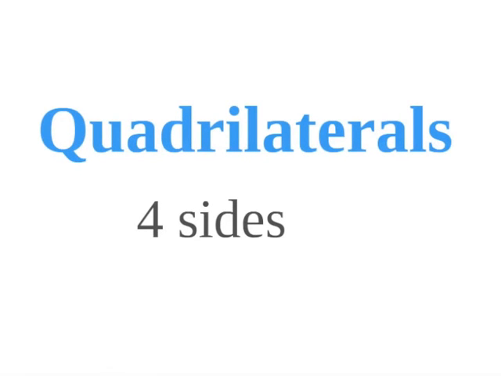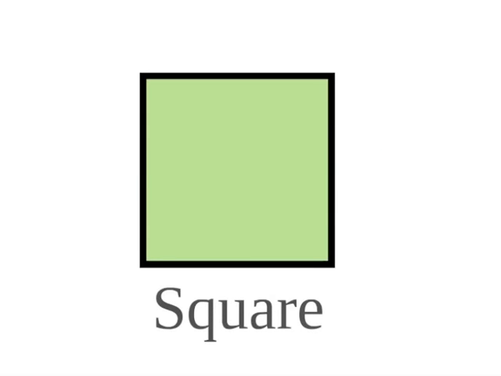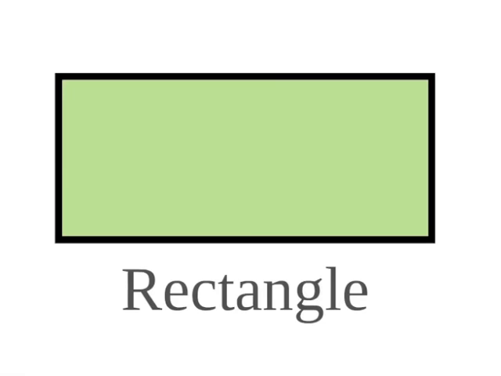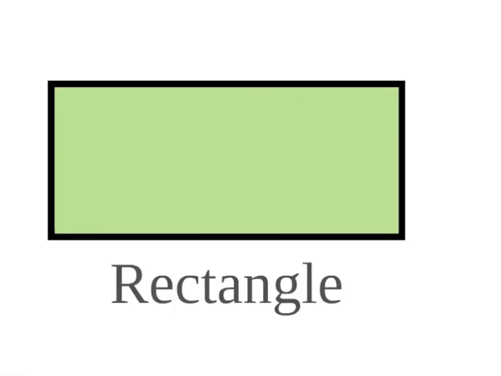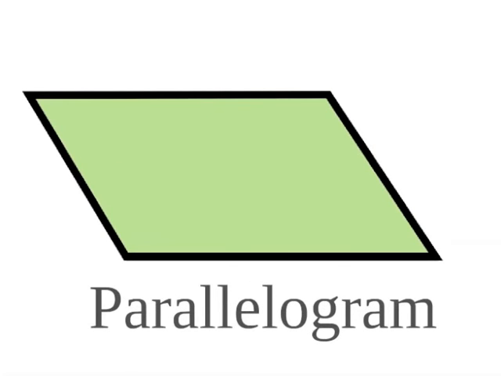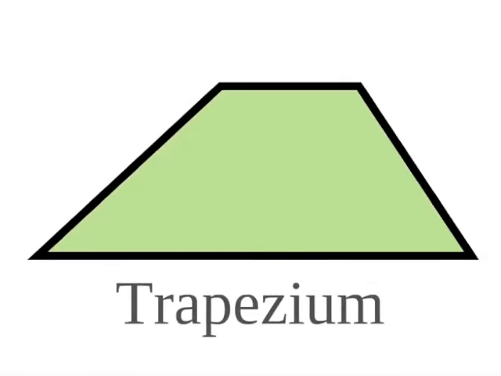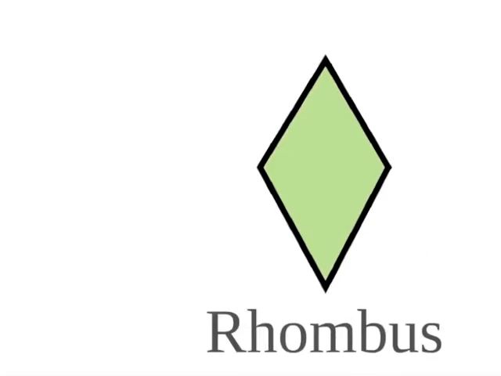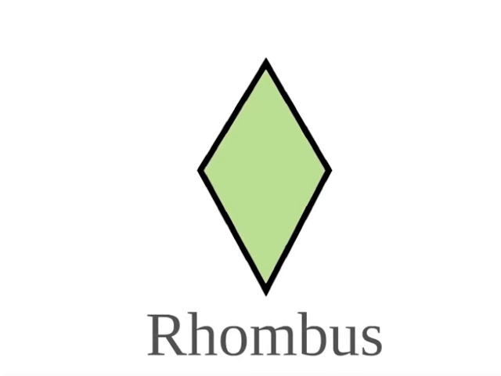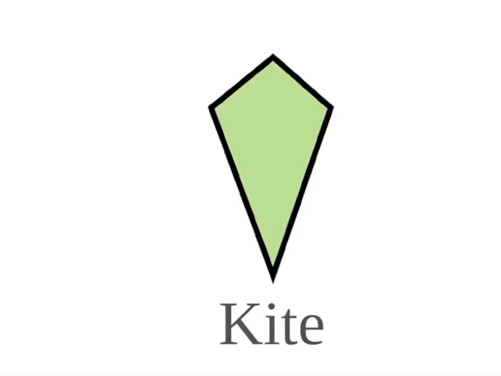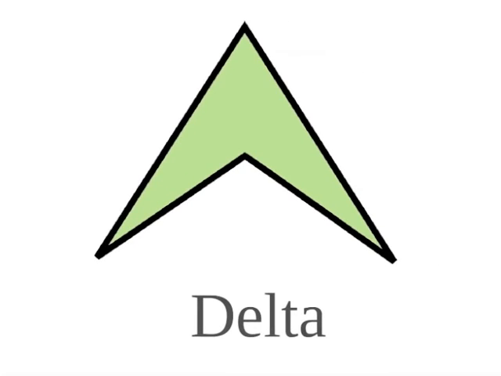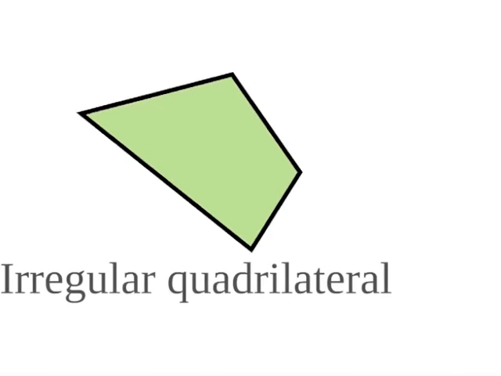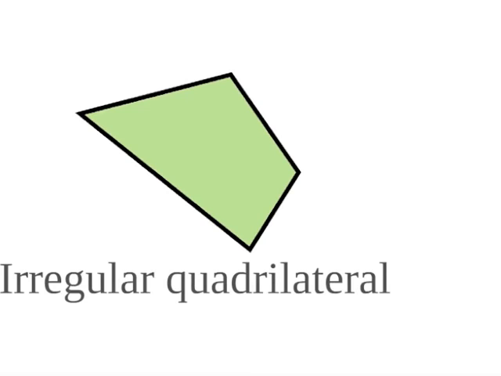Okay, the 4-sided polygon family is called quadrilaterals, and the regular quadrilateral, again, isn't called a regular quadrilateral, it's actually called a square. And then if we look at the irregular quadrilaterals, we have a rectangle, a parallelogram, a trapezium, a rhombus, a kite, a delta, and an irregular quadrilateral.